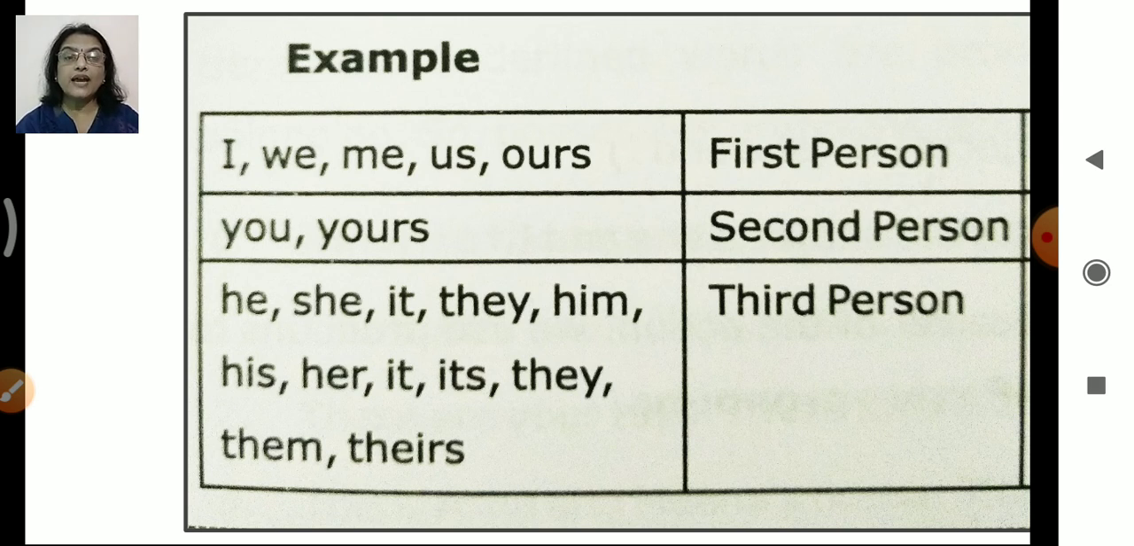So in this way we have these 3 persons. You have to keep in mind what is first person, second person and third person. First person refers to the person speaking. The second person refers to the person spoken to, not about, spoken to. Then the third person refers to the person spoken about. So the first is speaking, the second is spoken to, and the third is spoken about. So don't forget this.